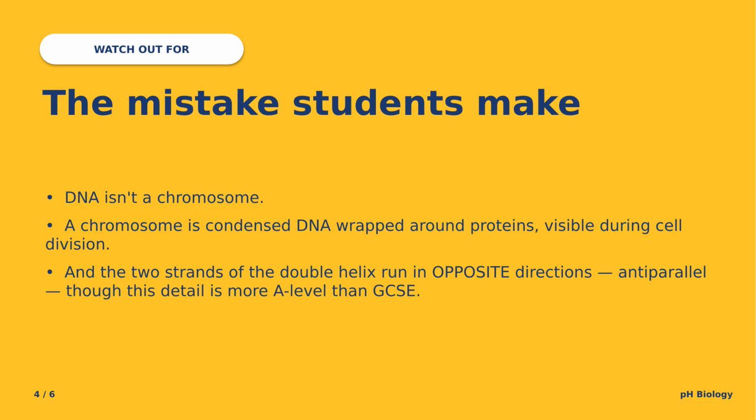Common slip. DNA isn't a chromosome. A chromosome is condensed DNA wrapped around proteins, visible during cell division. And the two strands of the double helix run in opposite directions, anti-parallel, though this detail is more A-level than GCSE.